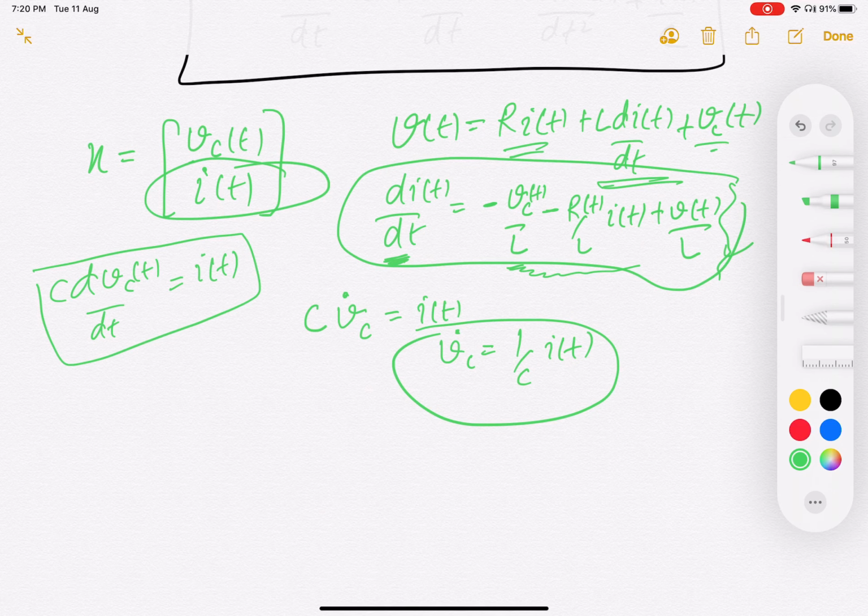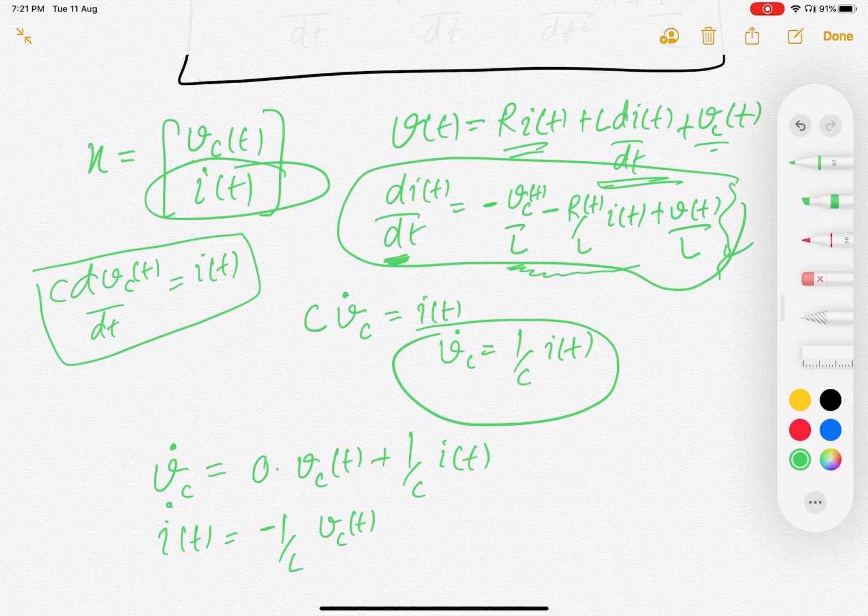If I want to put these two equations together, I'll be writing Vc dot is equal to 0 times Vc plus 1 by C i(t), and similarly i dot is equal to minus 1 by L Vc minus R by L i(t) plus 1 by L V(t).